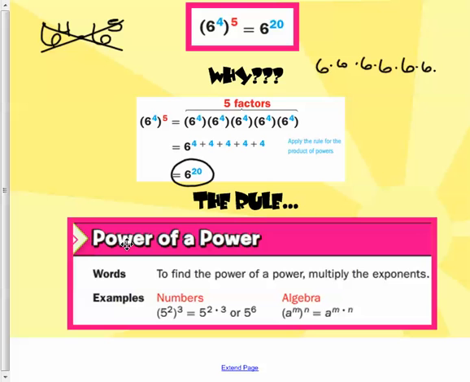Now, the trick of the trade, again, I always give you a little trick, is that you can just multiply, because we know repeated addition is multiplication. So 5 to the 2nd power raised again to the 3rd power is really 5 to the 2nd power times 3. I was a step ahead before. So that's 5 to the 6th power.